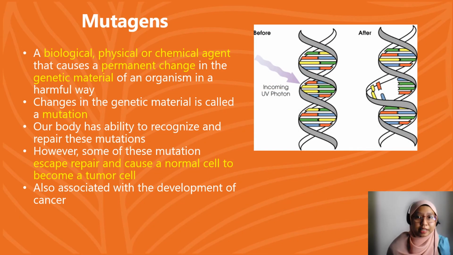After that is mutagen. Mutagen can be defined as a biological, physical, or chemical agent that can cause a permanent change in the genetic material of an organism in a harmful way. The change in the genetic material is called a mutation. Generally, our body has the ability to recognize and repair this mutation. However, some of these mutations can escape this process and cause a normal cell to become a tumor cell, which is also associated with the development of cancer.